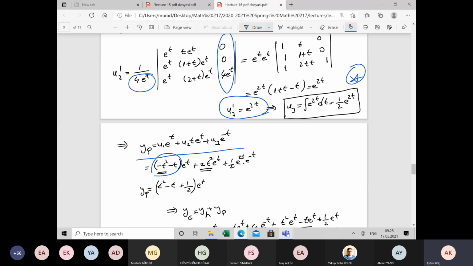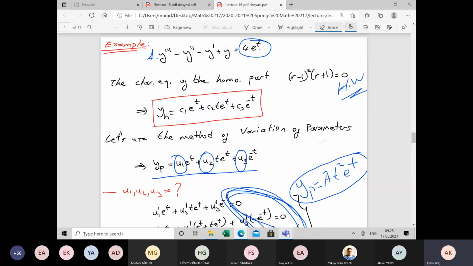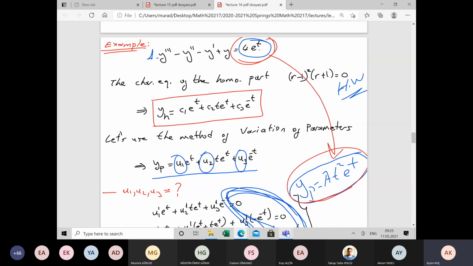We obtain a solution that contains t squared, t, and constants times e to the t. But let's come back to our question at the beginning, in the homework. We claim that if we use undetermined coefficients, looking at the right side, the particular solution should be a times t squared e to the t. That is the homework: find the coefficient a.